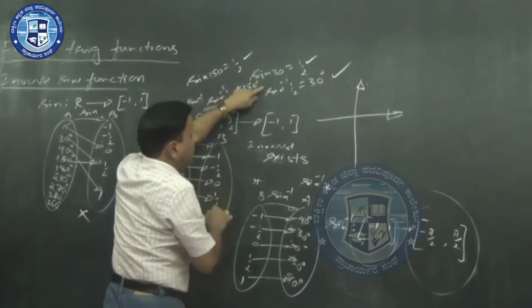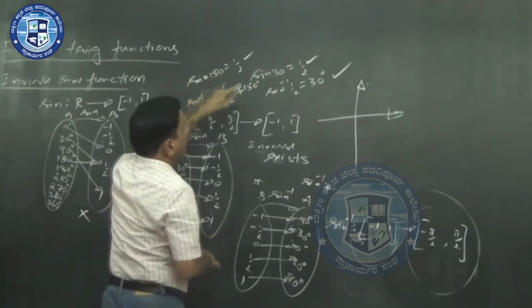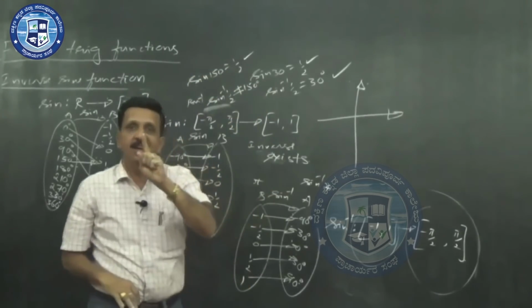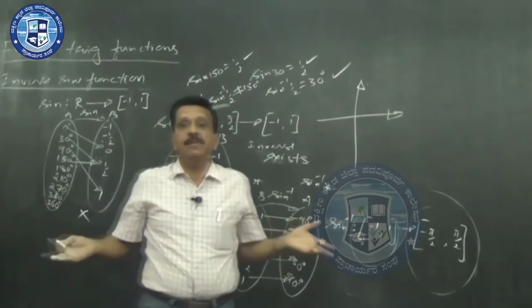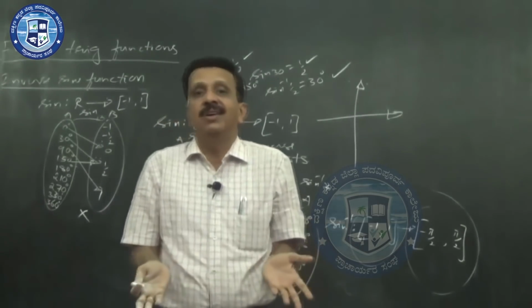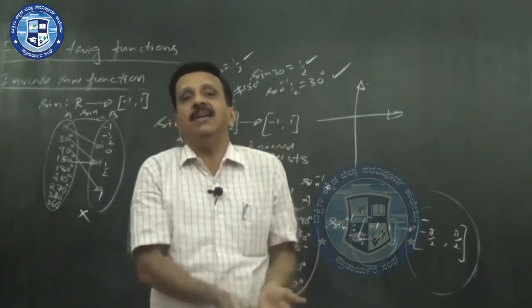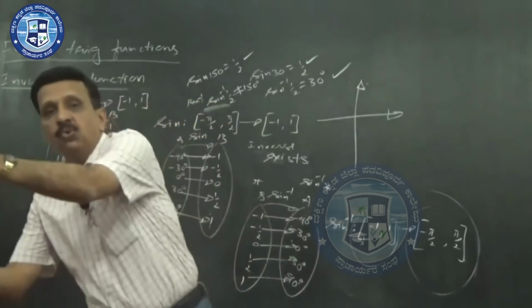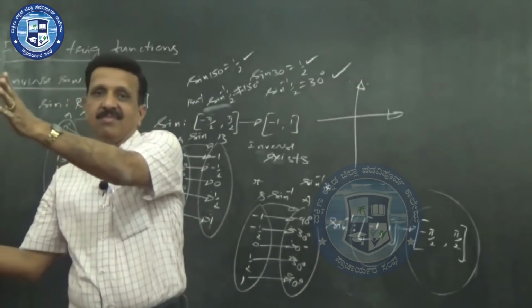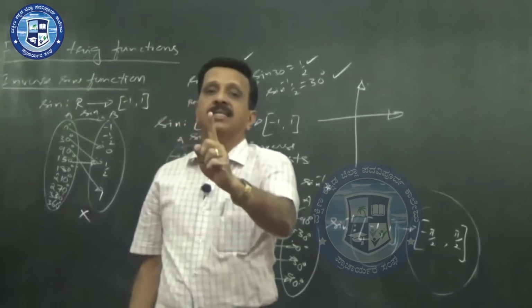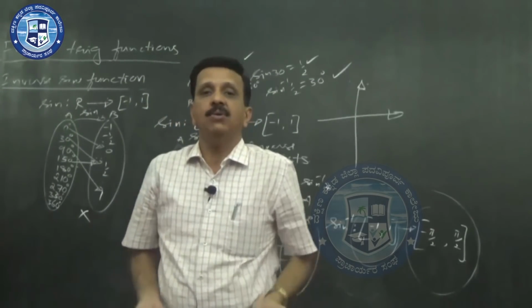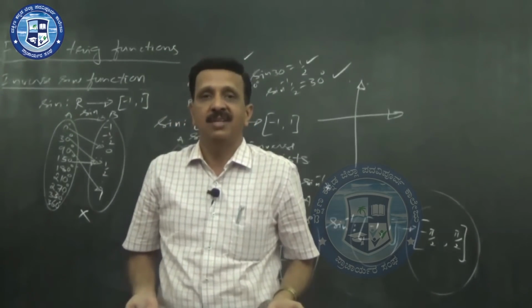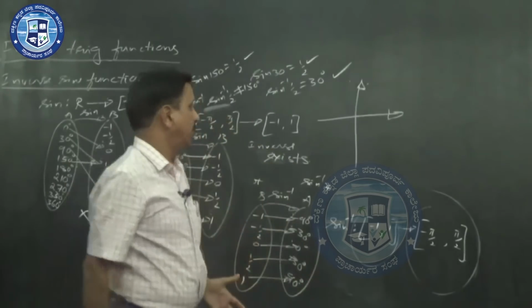Means it cannot be equal to 150 degree. Sin inverse answer must be only one. See, inverse trigonometric function is also a function, no? So answer of sin inverse half, you can't have two answers. You must have only one answer. If there is no uniqueness, how can it be called a function? So that's the interesting part here.